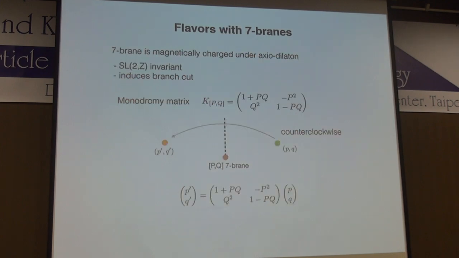Introducing the 7-brane is actually very interesting because of its properties. The 7-brane is magnetically charged under the axio-dilaton in type IIB. This has SL(2,Z) invariance, and there is a branch cut. Because of the branch cut, there is a monodromy matrix given in this way. If there is a (p,q) 5-brane or (p,q) 7-brane going counterclockwise across this branch cut, the charge changes from (p,q) to (p',q'), given this monodromy matrix. When it is going in this other direction, not through the branch cut, it doesn't change. Only the charges change when the object goes through the 7-brane monodromy cut.